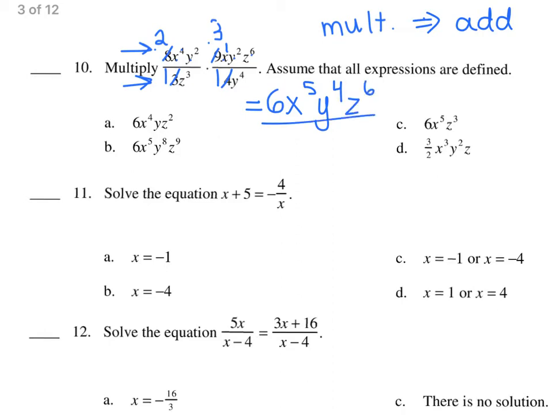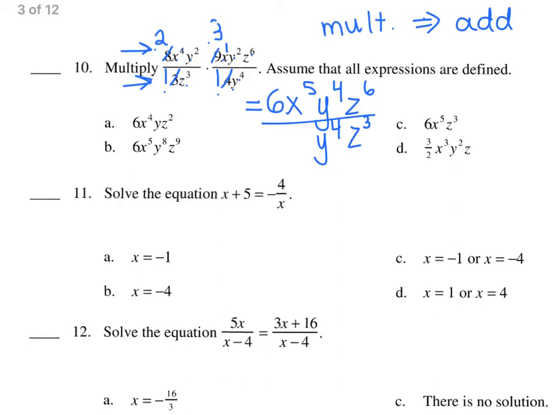So I'm just multiplying everything across the top. Now I'm going to multiply everything on the bottom. 1 times 1 is 1. And now I'm going to put the y to the fourth right underneath the other y to the fourth. And I'm going to put the z to the third underneath the z to the sixth. That way everything is stacked on top of each other for like bases.